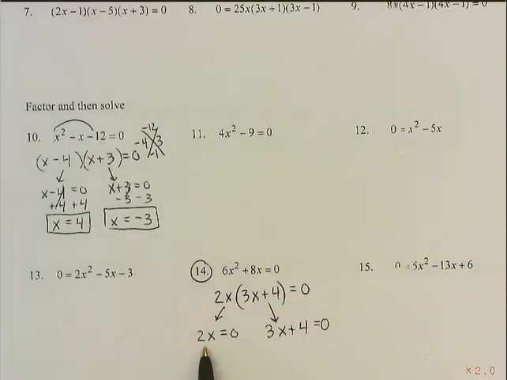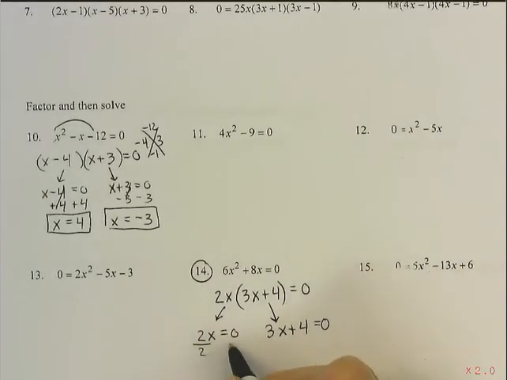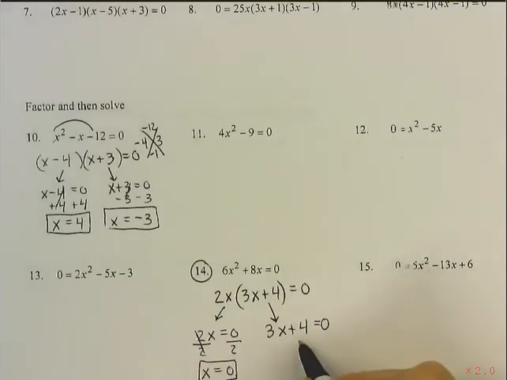And students sometimes forget how to solve this one. Remember, 2 is just being multiplied by x. How do we undo that? Divide by 2. So x equals 0. Solving the second equation, subtract 4, and divide by 3, so x equals negative 4/3.